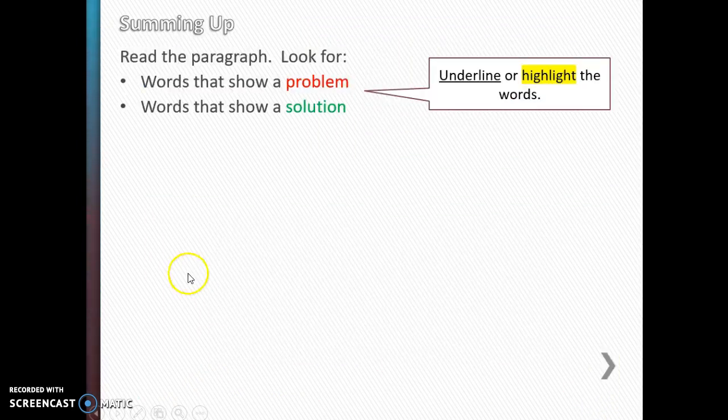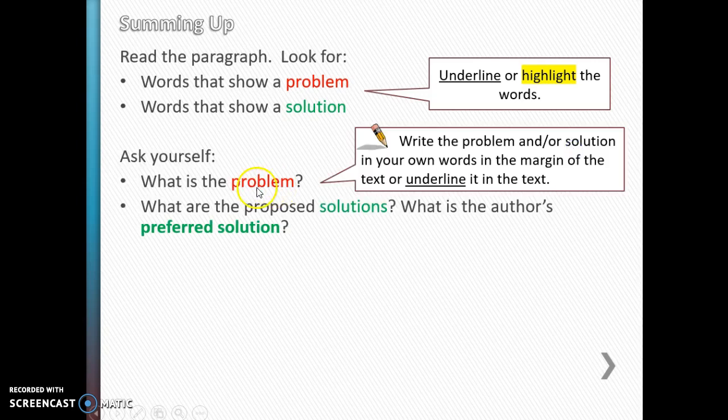So if we want to sum up, read the paragraph, look for the words that show a problem. Look for the words that show a solution. Underline, circle, or highlight these words. Then ask yourself, what's the problem? What are the proposed solutions? And what is the author's preferred solution? And here you can underline it in the text or write the problem, the solution, in your own words in the margin of the text. And you can do that in English or any other language.